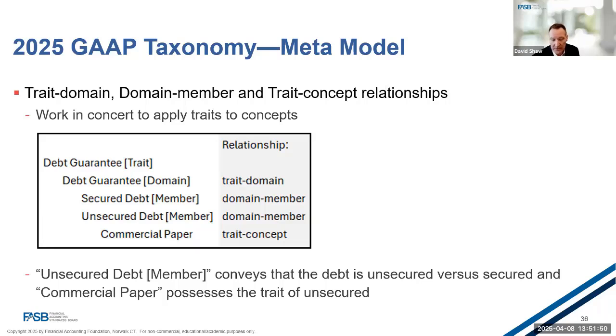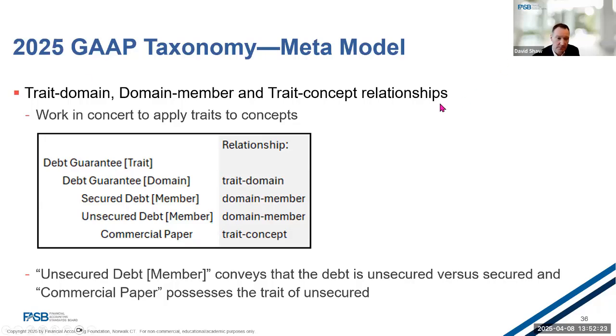So this example illustrates how the trait domain, domain member, and trait concept relationships work together to apply traits to concepts within the taxonomy. The example on this slide is the debt guarantee trait, which is whether or not a debt instrument is secured or unsecured. You can see at the bottom of the image that the concept commercial paper has a trait concept relationship with unsecured debt, as it possesses that trait of being unsecured.